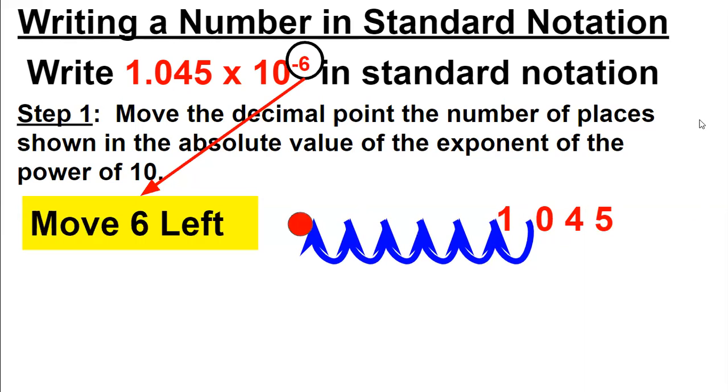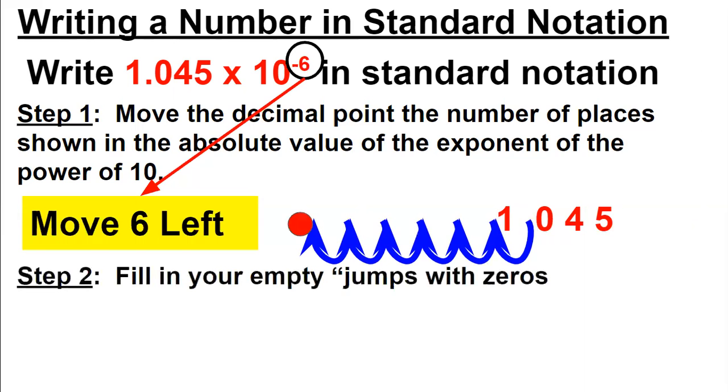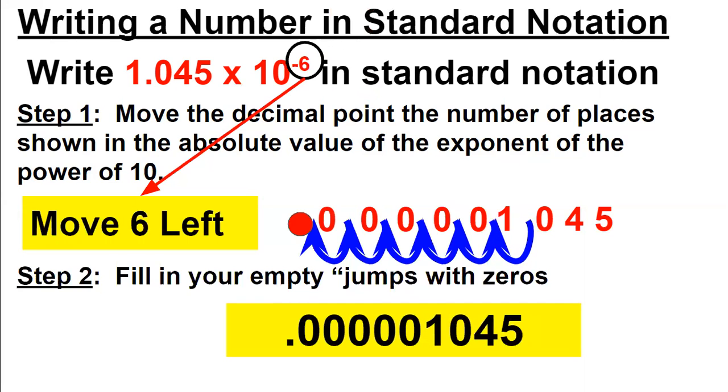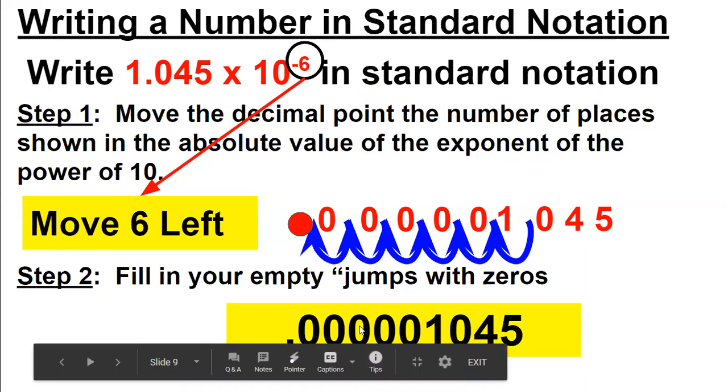Okay, and what are we going to do with our empty spaces? Just like we did in the last lesson, you guessed it, we're going to put zeros in those empty spaces. So fill in your empty jumps with zeros. So here I am filling in each spot with a 0. And we don't have to worry about putting commas in these kinds of numbers because they're very small, and we don't put commas in very small numbers. So that is the final answer. By the way, how would you read that number? Let's see, tenths, hundredths, thousandths, ten-thousandths, hundred-thousandths, millionths, ten-millionths, hundred-millionths, billionths. So that's 1,045 billionths.